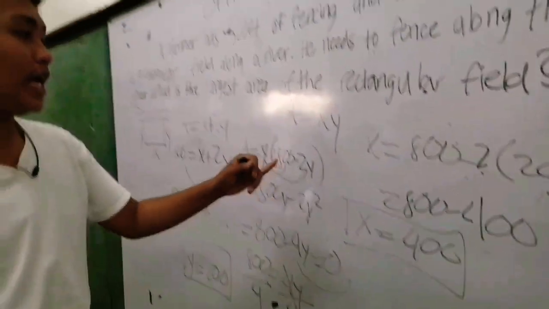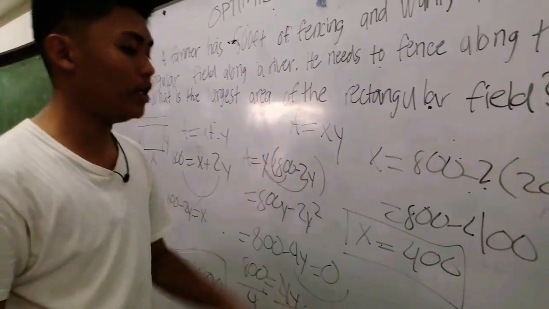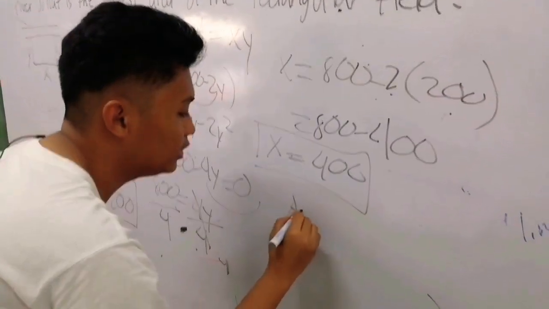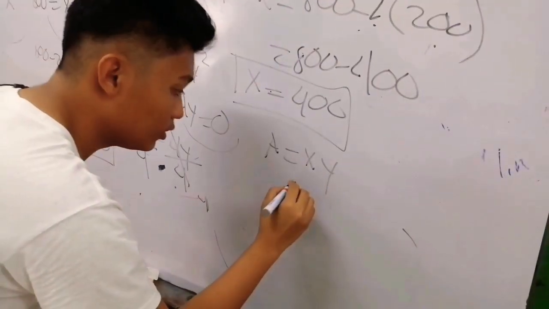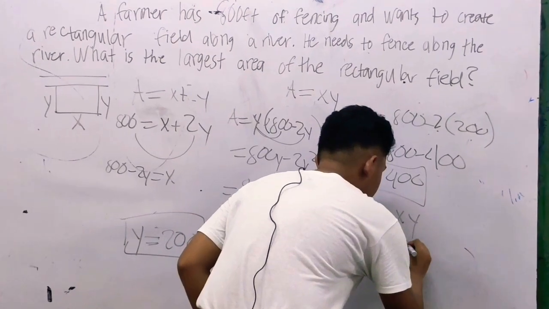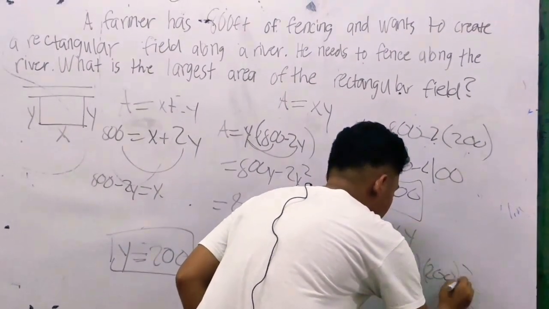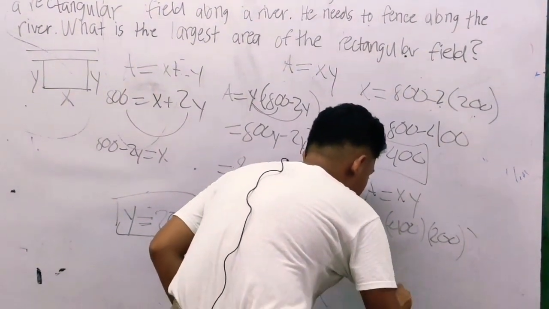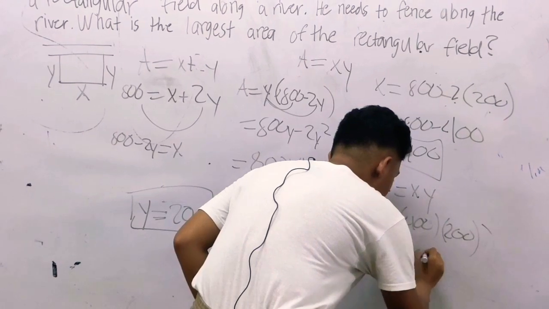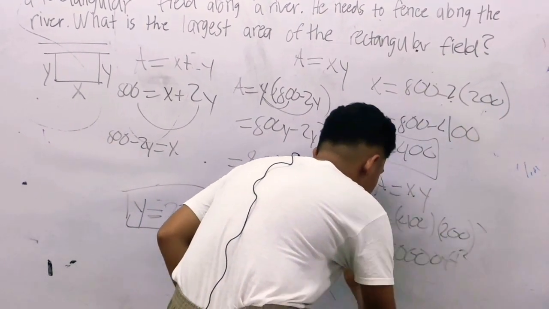And now, in order to get the largest area, we have to follow the area equation. So, area is equal to x times y. So, it's 400 times 200. The final answer is area is equal to 80,000 feet squared.